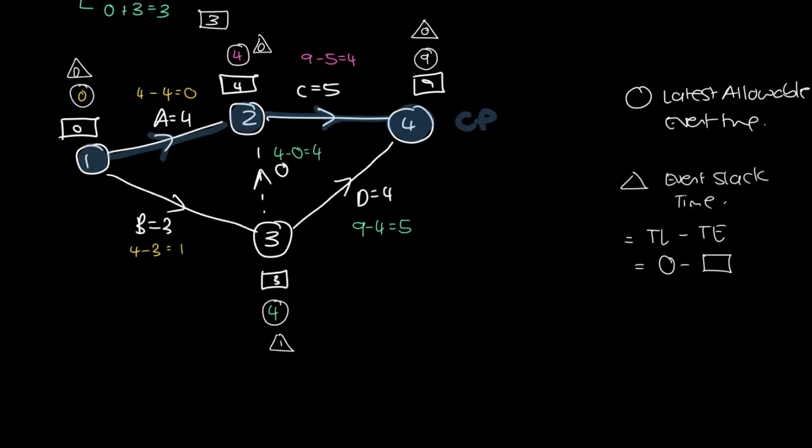So what we have now is the critical activities, which are A and C. They cannot be delayed in any way. The moment they're delayed, the entire project is delayed. So they're critical to finishing the project on time. And the critical path is the path that connects them. We have to go from event 1, do activity A, to go to event 2, do activity C, to get to event 4, which is the end. So that's our critical path.